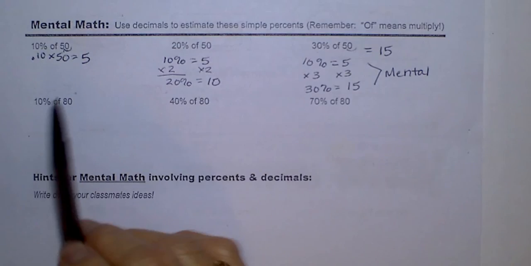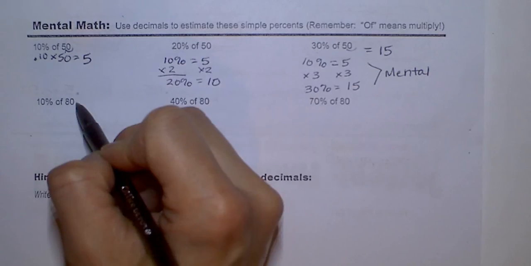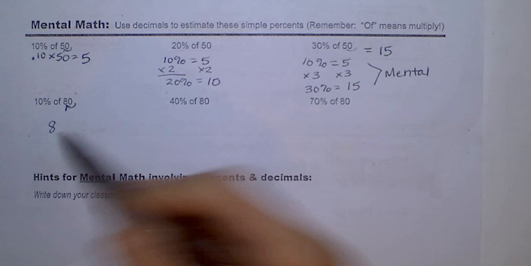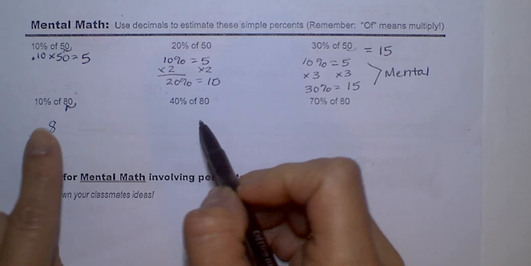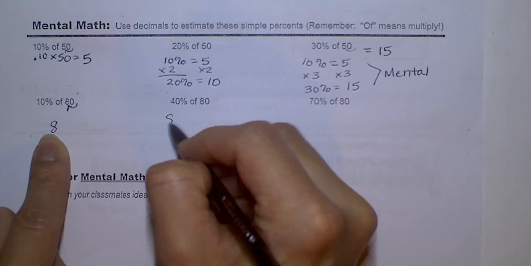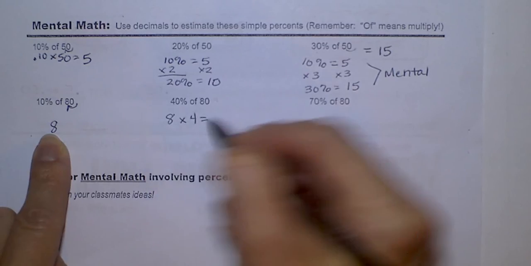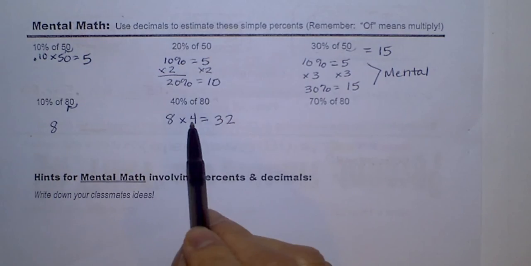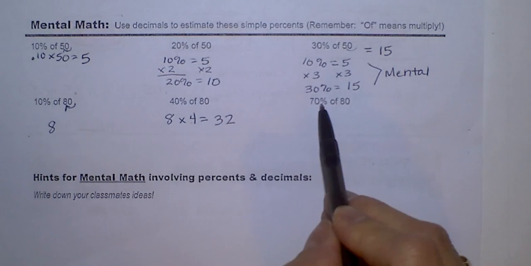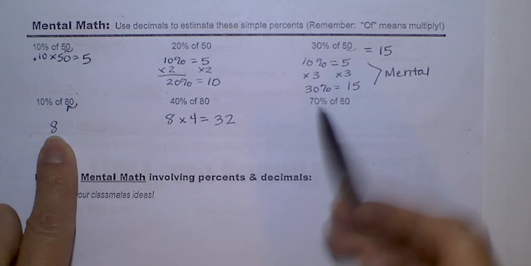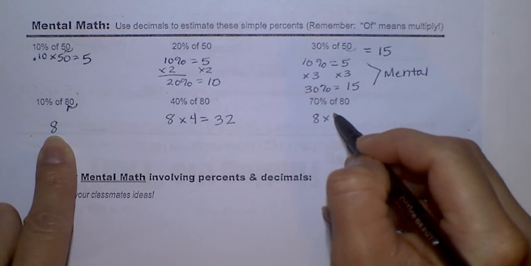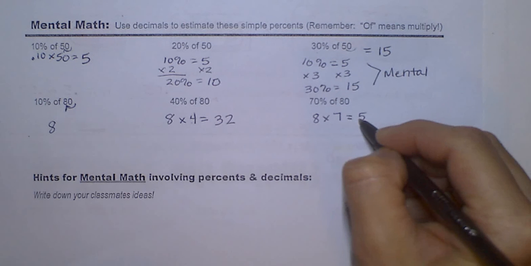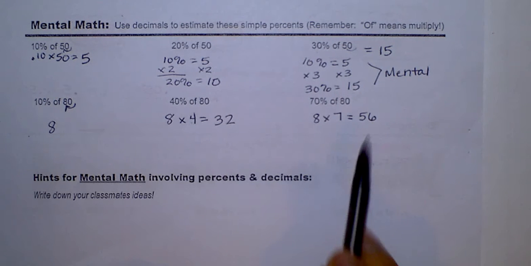So again, 10% of 80, if you just move this over once, 10% of 80 is 8. Now, 40%, just take your 10% times 4, and we get 32. So again, these are the things I'm doing in my head mentally. 70%, well, we know 10% is 8, so we want to multiply it by 7 because it's 70%. So that would be 56. 70% of 80 is 56.